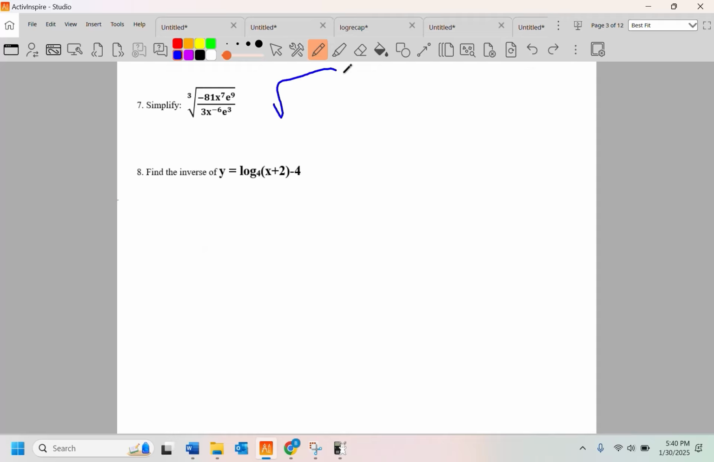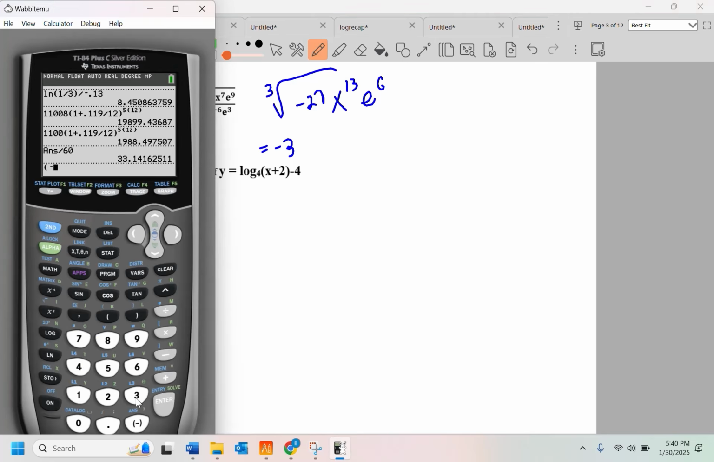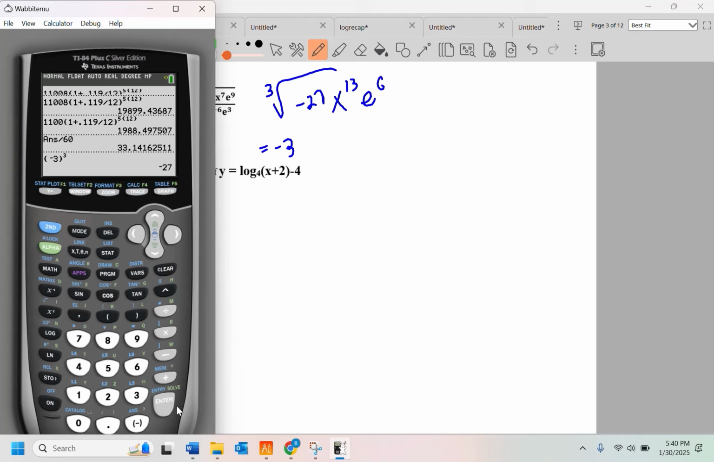But first off, let's do some simplification. 81 over 3 is 27. So we have a negative 27. Let's take a look at this. Remember the whole deal about shifting exponents? That's x to the 13th power, and it's all in the numerator. You have e to the 9th over e cubed. We subtract, 9 minus 3 is e to the 6th. And we are taking a cubic root. Now, the cubic root of negative 27 is negative 3, and I know some kids are bothered by that, but if you take negative 3 and multiply it by itself 3 times, you get negative 27. That's just what you get.